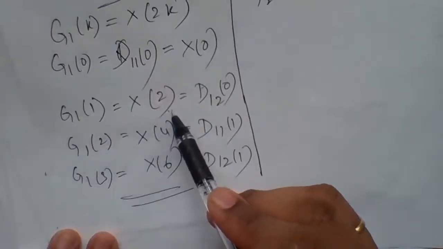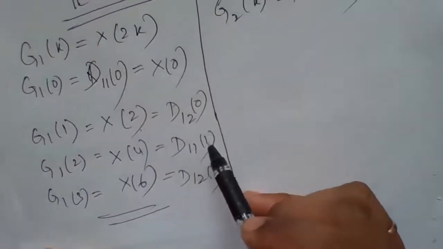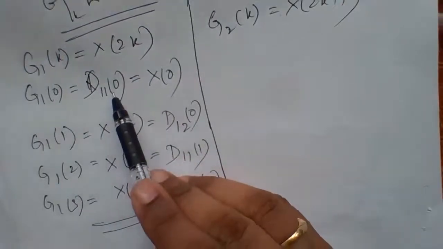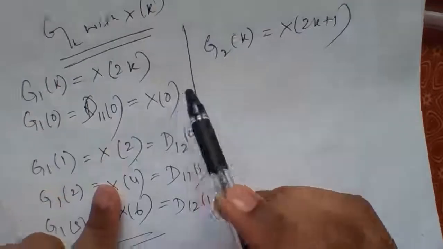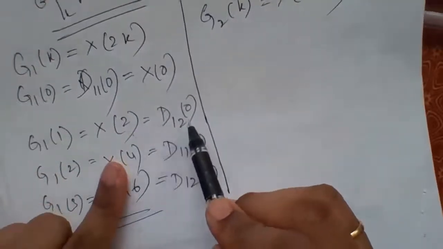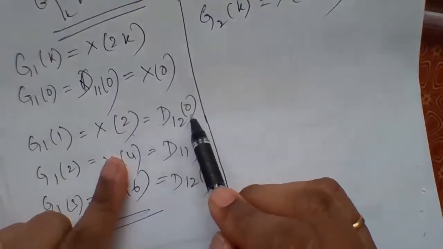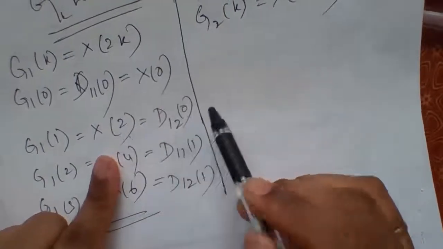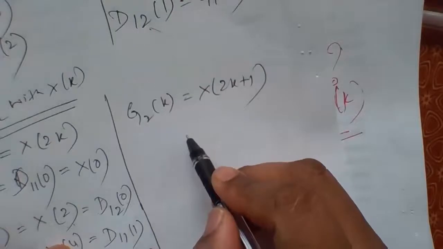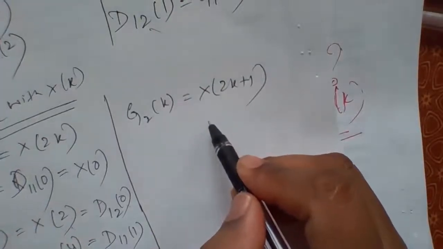So it means that if you calculate D11 of 0, you have calculated the 0th sample of X. If you have calculated D12 of 0, it means we have calculated X of 2, because they are equal.